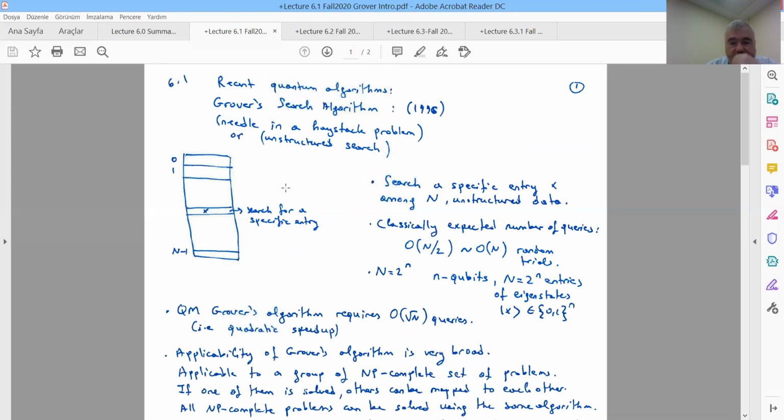I'm going to talk a little more about what we mean by NP-complete problems. But these are hard problems that require algorithms with exponential complexity.